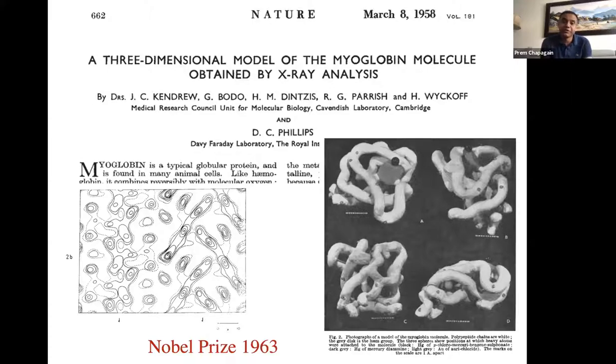The resolution was not very good, but at least we started to get some glimpse of how these protein molecules look like. And now, if you go to the protein data bank, you will see much more refined structures. This was a very low resolution structure, but it actually paved the way. And this actually got the Nobel Prize in 1963. When you think about this, the first biomolecules to ever be crystallized and structure determined, it was not long ago. It was maybe 50, 60, 70 years ago.